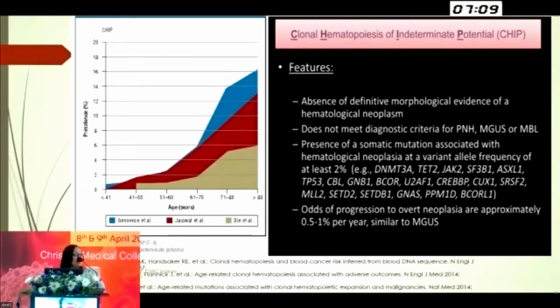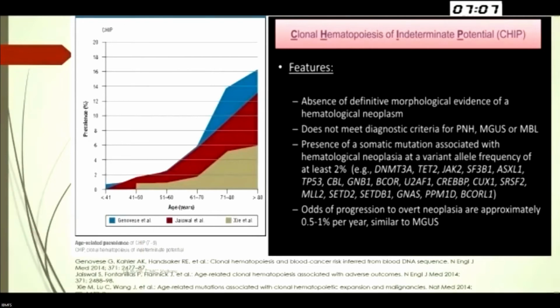So studies have shown that with increasing age, the prevalence of these MDS type somatic mutations increases, but these patients will have absence of any definite morphological evidence of hematological neoplasms. And these MDS type somatic mutations are present at a significant variant allele frequency of at least 2%.